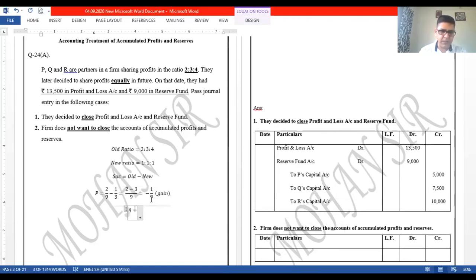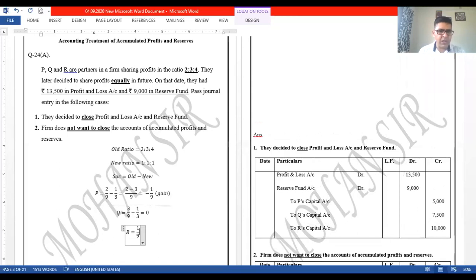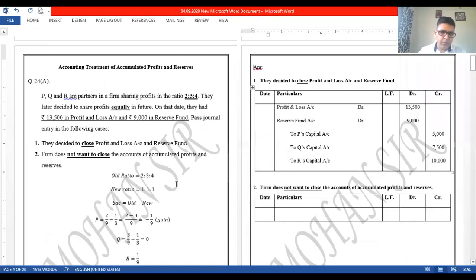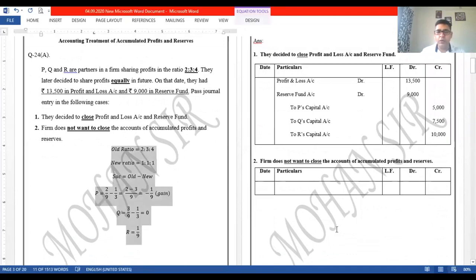For Q, same way, old share is 3/9 minus new share 1/3, so that will be 0. No change for Q. For R, now we know that if P has gained, then R will sacrifice, so I'm not doing the calculation now. It is understood because there is no change for Q basically. P has gained and R has sacrificed. Now the entry to be written is the adjustment entry. In an adjustment entry, the gaining partner pays the sacrificing partner.